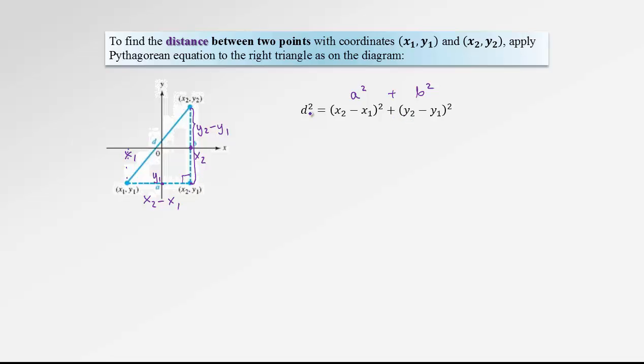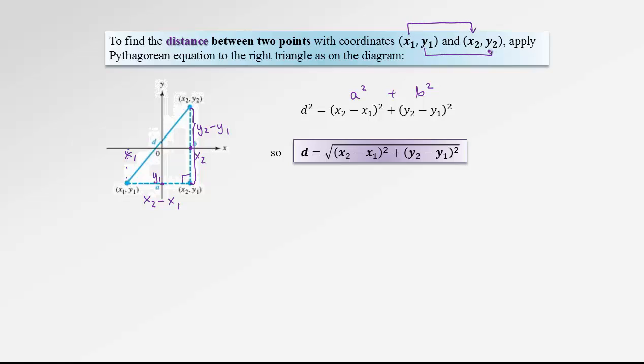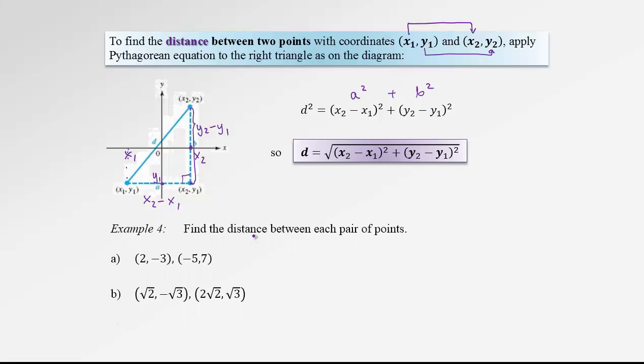Okay, so we can write the formula like this. And to find distance by itself, we apply square root to both sides. Therefore, we obtain the distance formula as you see here. Square root of sum of squares of differences between the x coordinates and y coordinates. Let's use this formula to find the distance between each pair of points. In the first example, we have given 2 ordered pairs of points. This is really our x1 and y1, and that's x2 and y2. Let's follow the formula and calculate our distance.